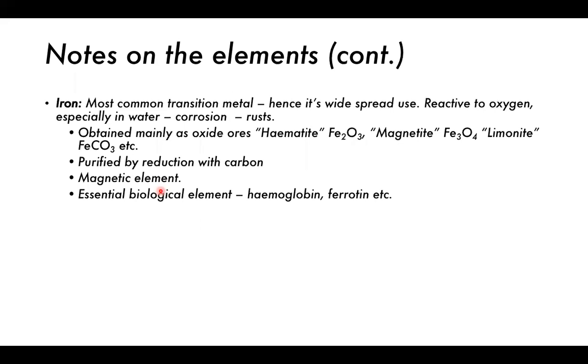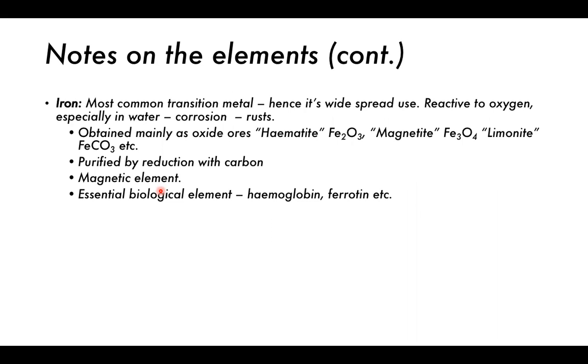Iron is very, very common. There's a lot of iron in the Earth's crust. It's very accessible. It's very widely used as well. It's used just as iron. It's also used as steel. It's present in biological functions. It's reactive with oxygen, especially in water, causing corrosion. It's very useful because it's very common, but it also has its downsides where it reacts easily with oxygen and water to rust. So we have to protect it in some way.